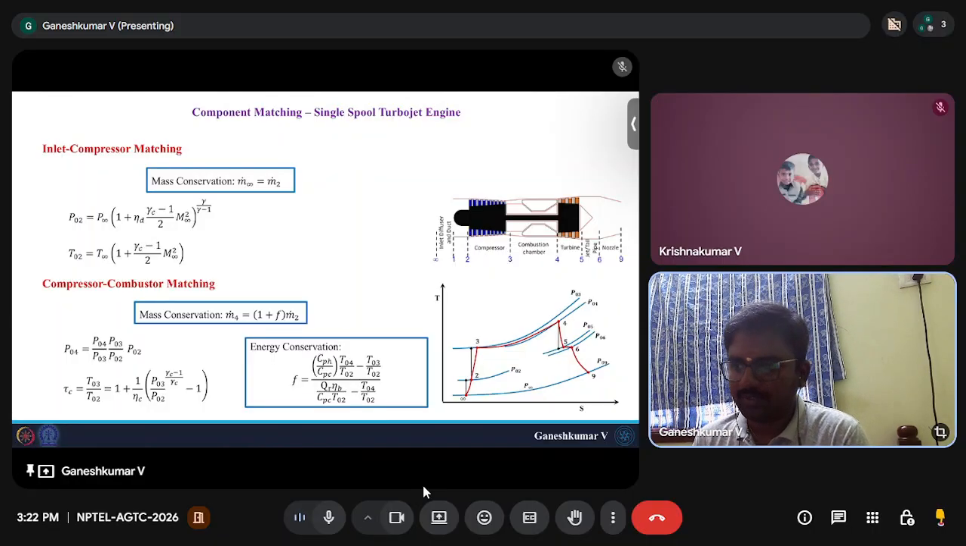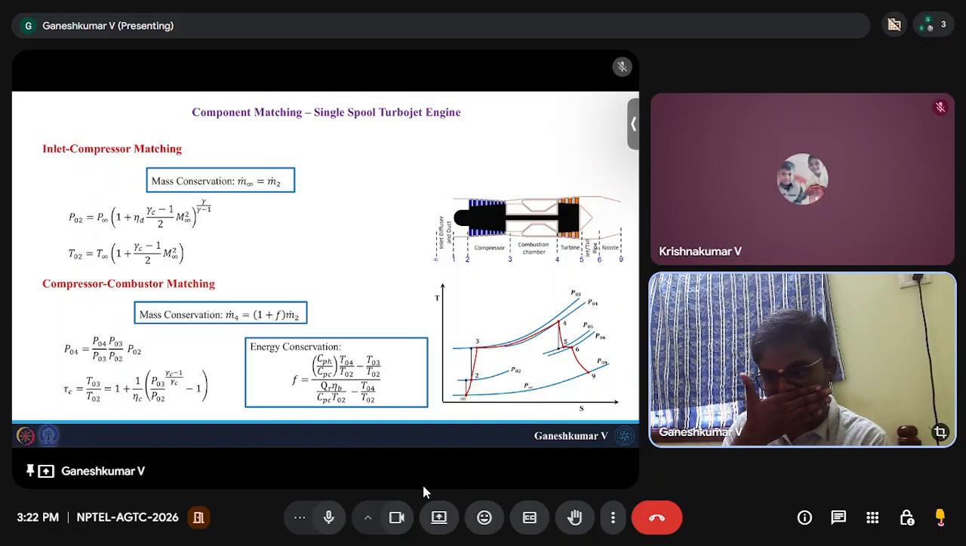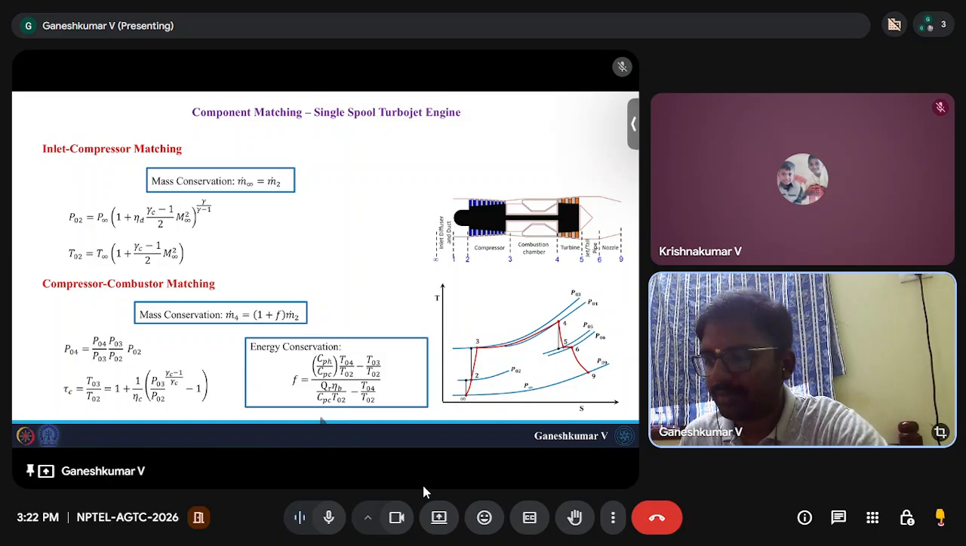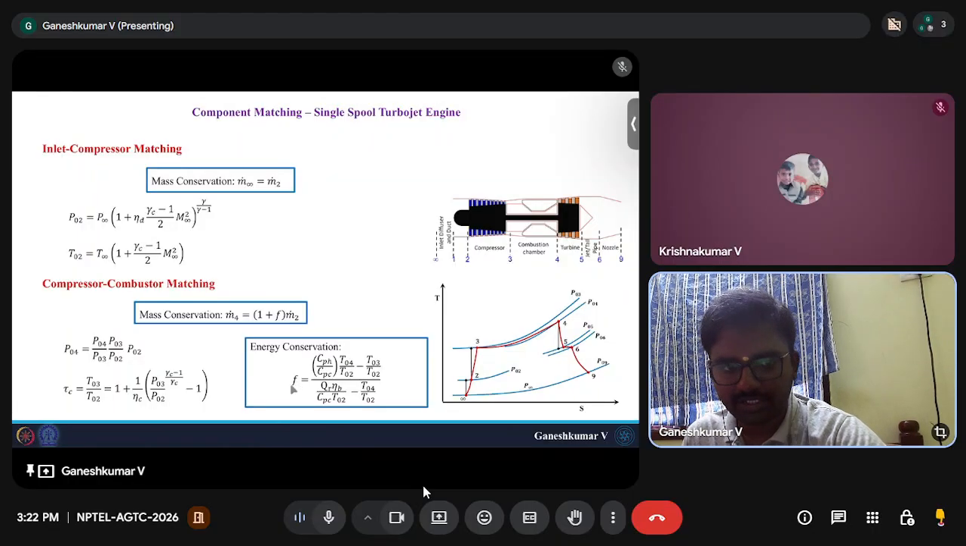You rearrange them, divided by T02. You will know why we are dividing by T02, because it's convenient when we are solving the problem. So you divide it by T02 everywhere, so that you end up with energy conservation in terms of fuel mass flow rate, the fuel to air ratio f, which is equal to CPH by CPC times T04 by T02 minus T03 by T02, divided by QR eta B by (CPC T02) minus T04 by T02.